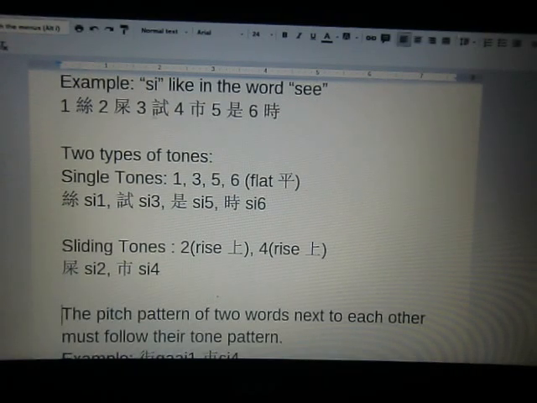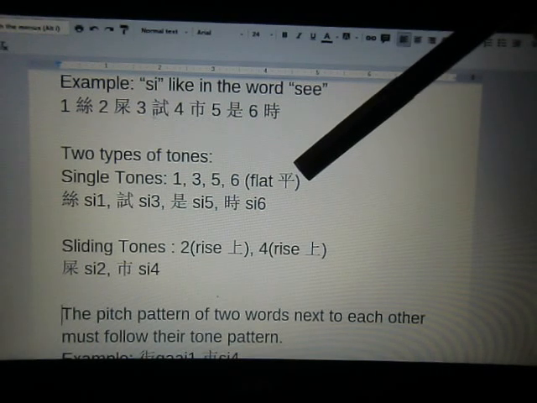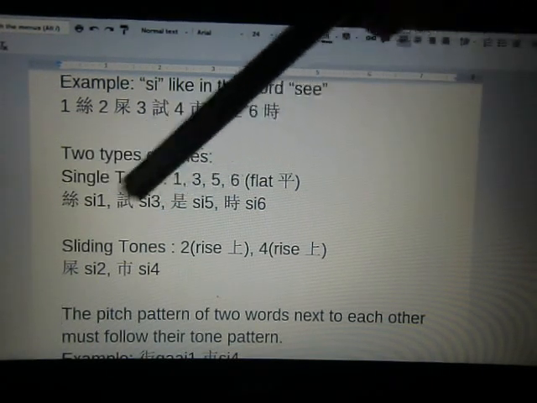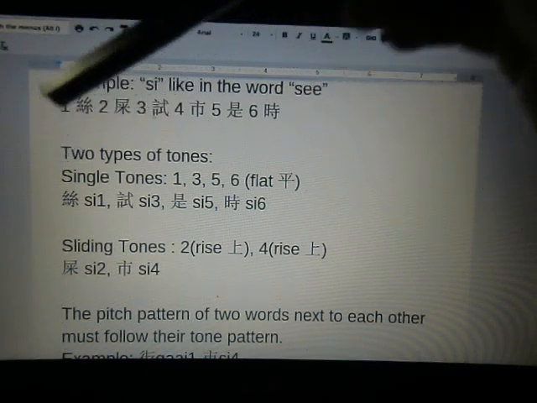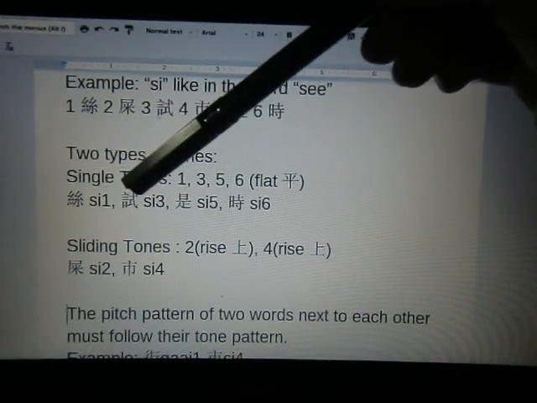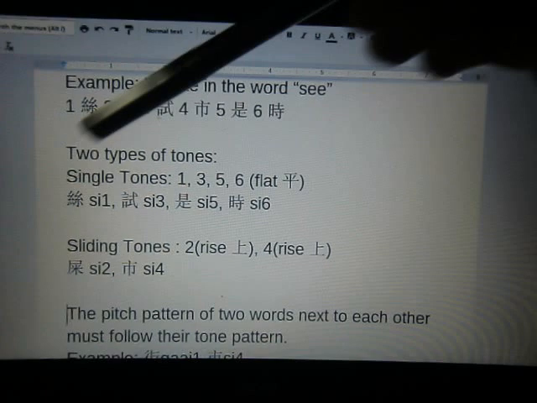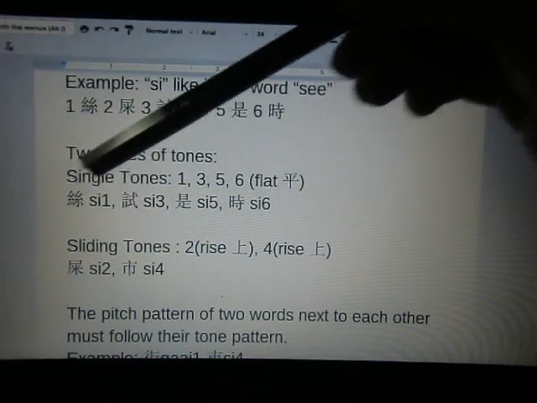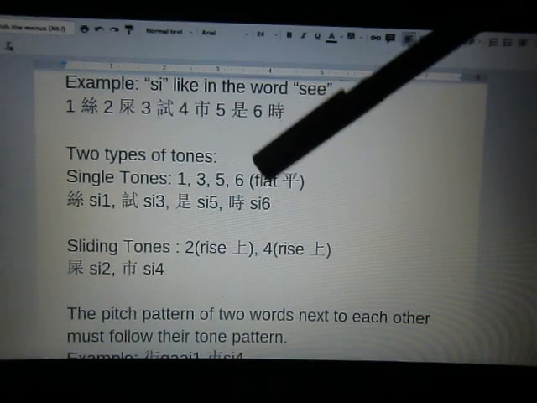there are actually two types of tones. The first one I would classify as a flat tone, meaning that it's always constant. Like "si", you don't see any pitch changes. From the beginning of the sound to the end, you have a constant pitch. They're all constant except for the pitch: tone 1 has the highest pitch, tone 6 has the lowest pitch.